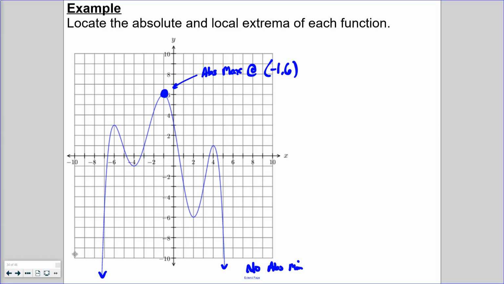And just going back to what we learned previously, we can't apply the extreme value theorem here, because while our function is continuous, it's not on a closed interval. It's on the open interval -infinity to +infinity.